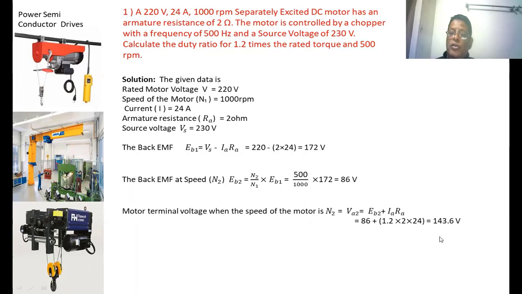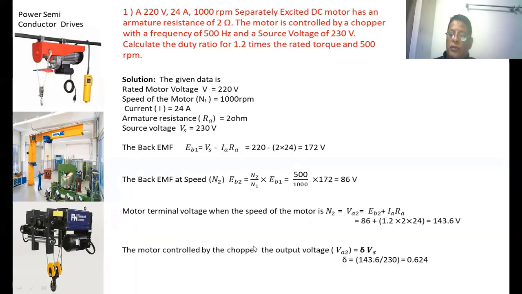Now this is the output voltage, and the input voltage is the source voltage of 230 volts. The output voltage divided by the input voltage is the duty cycle. Substituting all the values, 0.624 is the duty cycle of the chopper. So the motor will be running at 500 RPM, taking a current of 1.2 times the rated current.